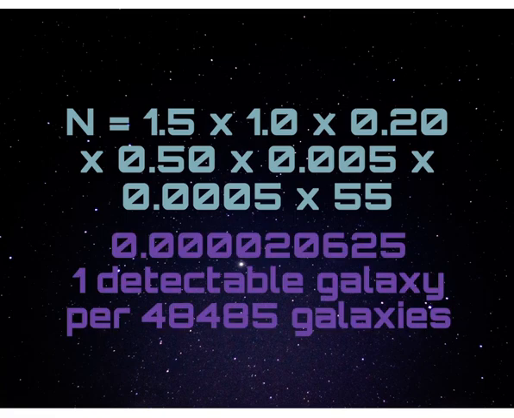When all values are multiplied together, the final result comes out to be 0.00002062 detectable civilizations per galaxy. That comes out to approximately one detectable intelligent civilization for every 48,485 galaxies. This doesn't mean intelligent life doesn't exist, but instead shows how unlikely it is for civilizations to overlap in time and technology. Drake's equation reminds us that the universe may still be full of life and still feel very quiet.